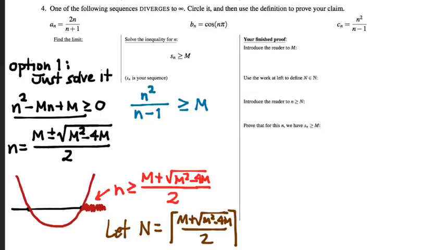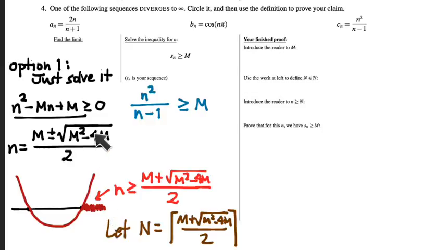Okay, so one way of approaching this problem, in order to find a threshold capital N such that as soon as I cross that threshold, all of my little n's that are bigger than it will satisfy this inequality, is just to directly solve the inequality. But in this example, directly solving the inequality leads us to an inequality that's quadratic in n. And so solving a quadratic inequality is not the friendliest thing in the world to do.